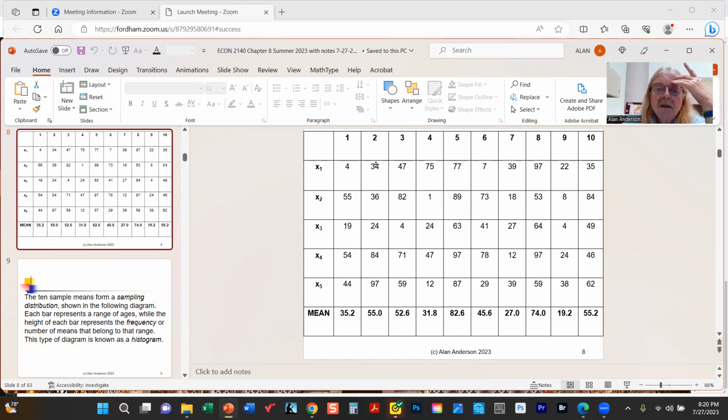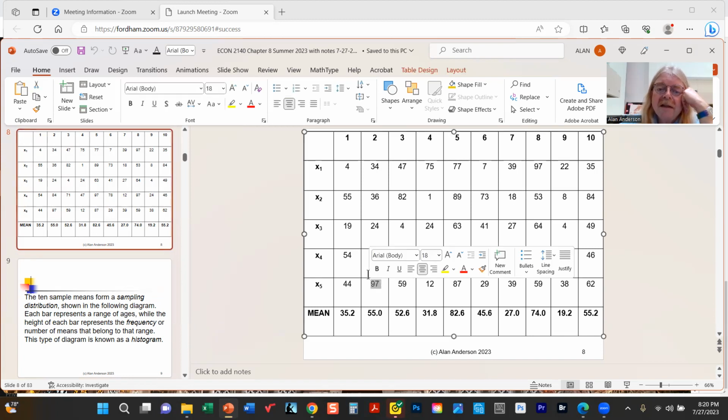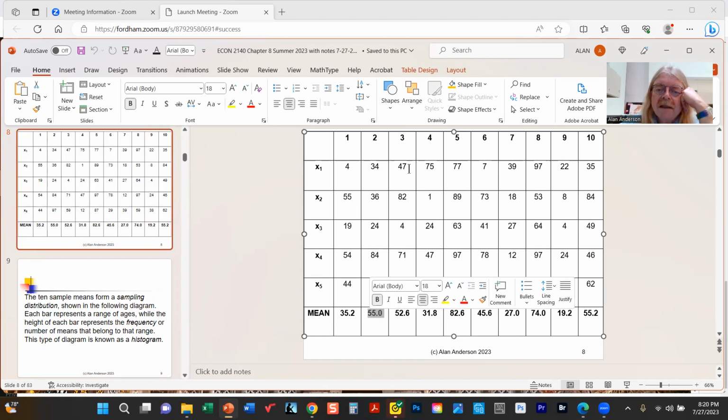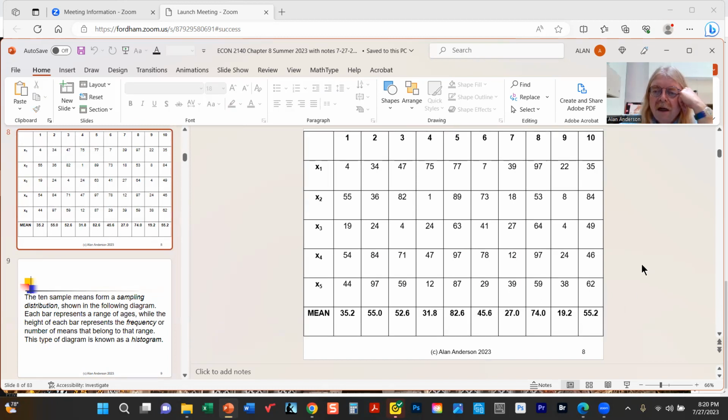In the first sample, the ages of the people were 4, 55, 19, 54, and 44. That works out to an average of 35.2. The second sample was a little bit older, and in fact, there's somebody in there who's 97. Wow. And so their average is 55. And you can see, if I do this enough times, each of these X bars can be used to describe a sampling distribution. And what that means is that these X bars will have their own mean and their own standard deviation, not to mention a probability distribution.